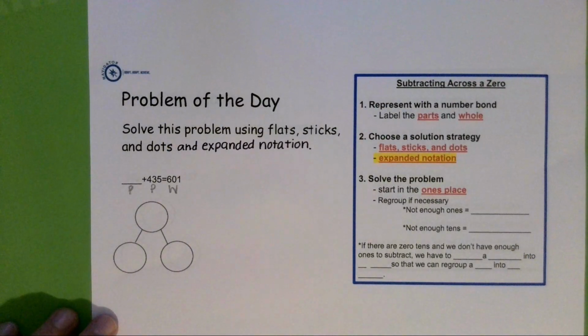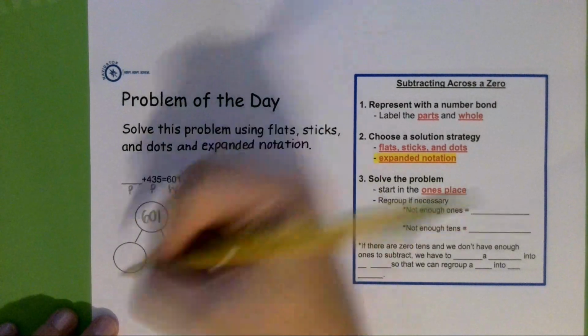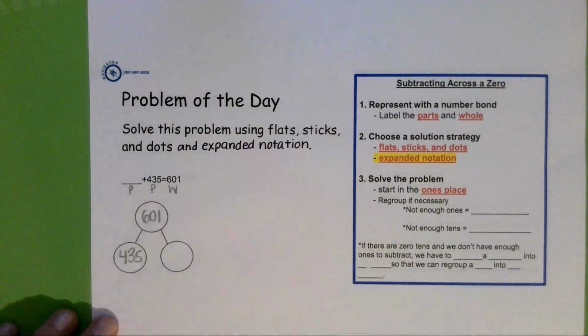Now how can I put these numbers into the number bond? Say it out loud. I bet you said we should put 601 in the center, 435 in one of the parts, and a question mark or a letter to show that we're missing a part. Nice job.